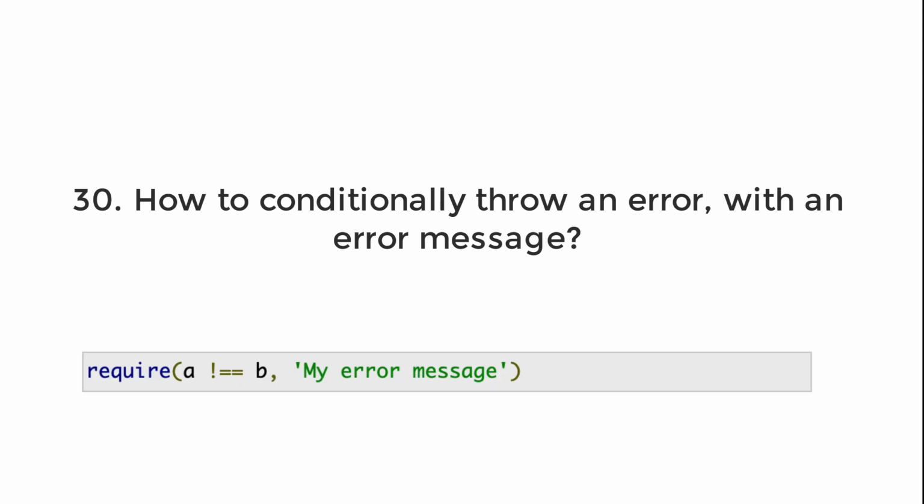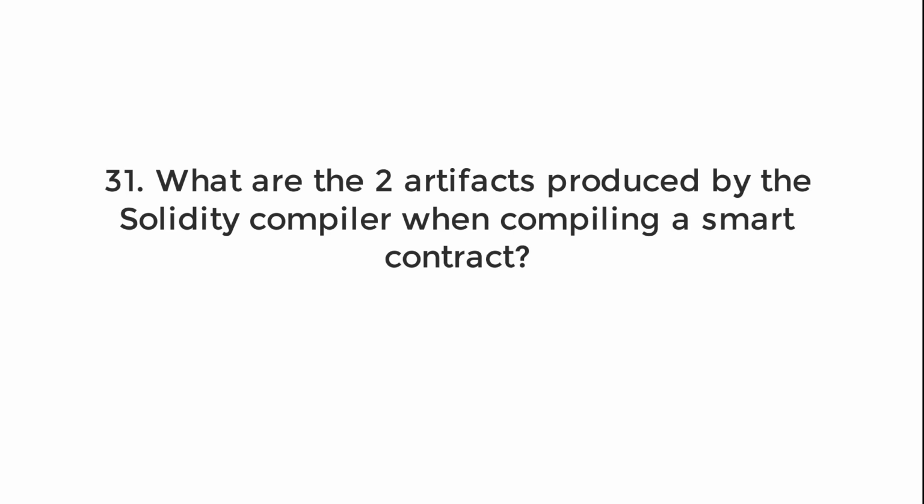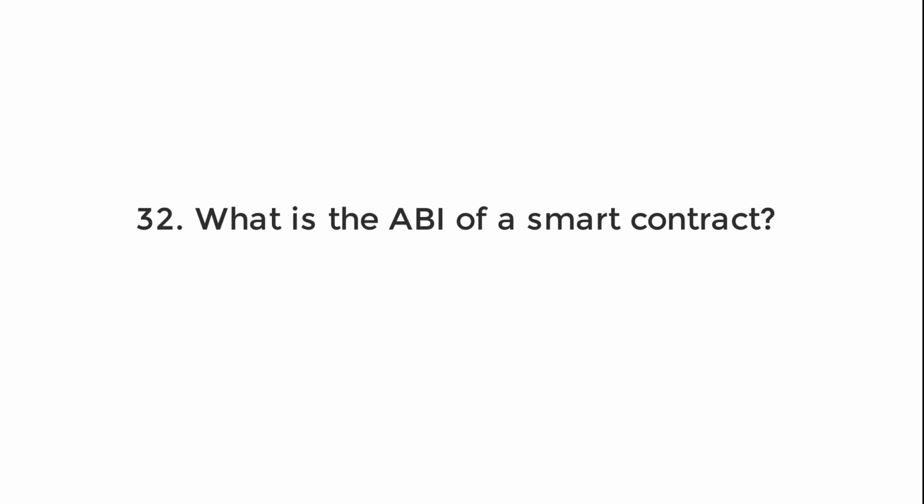First, you specify what is the testing condition, and if this condition fails, the second argument is the error message. What are the 2 artifacts produced by the Solidity compiler when compiling a smart contract? The ABI and the bytecode. What is the ABI of a smart contract?